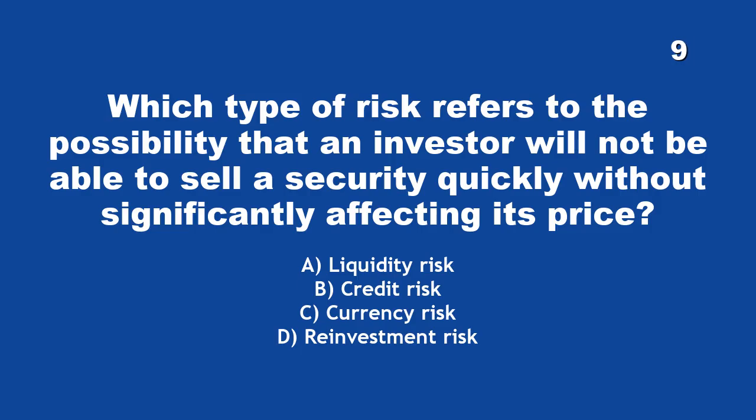Which type of risk refers to the possibility that an investor will not be able to sell a security quickly without significantly affecting its price? Option A, liquidity risk. Option B, credit risk. Option C, currency risk. Option D, reinvestment risk. The correct answer is A, liquidity risk.